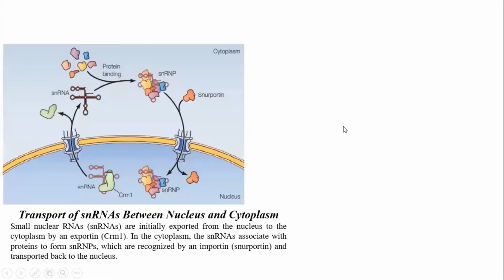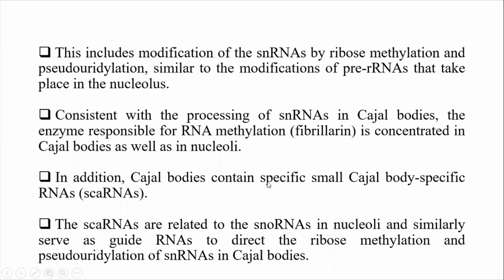Okay, so this is how your snRNPs are getting transported. Now, what all is happening in the Cajal bodies? This includes modification of your small nuclear RNAs by ribose methylation and pseudouridylation, and the modification of the pre-RNAs. Consistent with the processing in Cajal bodies, the enzyme responsible for RNA methylation is fibrillarin, which is again concentrated in the Cajal bodies.